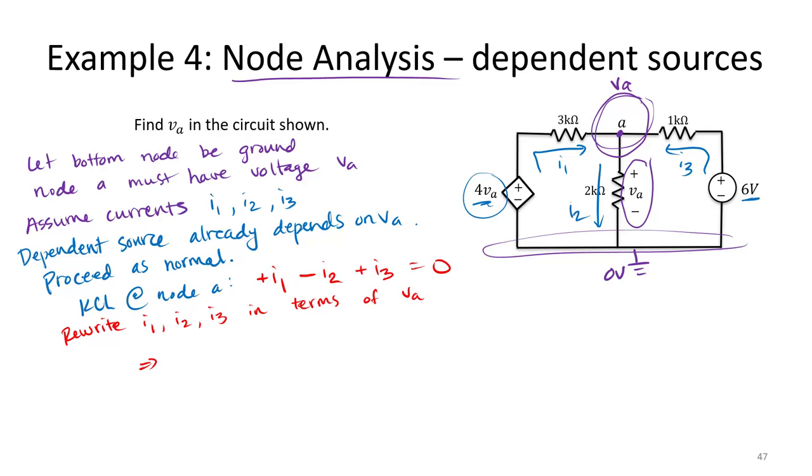What do we get? I1 becomes 4VA minus VA divided by 3000. I2 becomes VA divided by 2000, or VA minus 0 volts divided by the 2000 ohm resistor. And finally, I3 will become 6 volts minus VA divided by 1000. And those three must sum to 0.